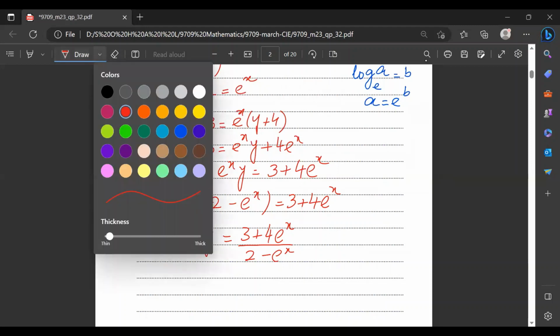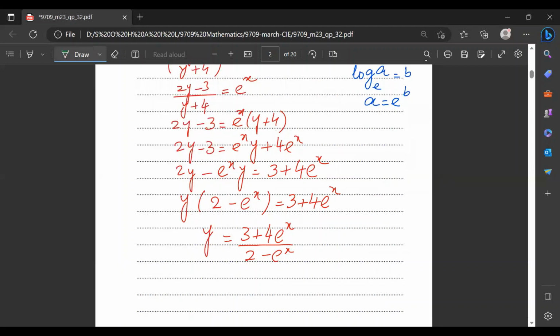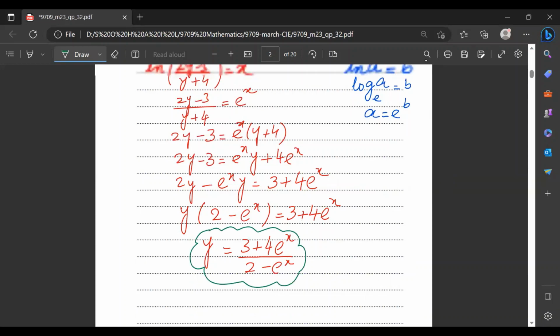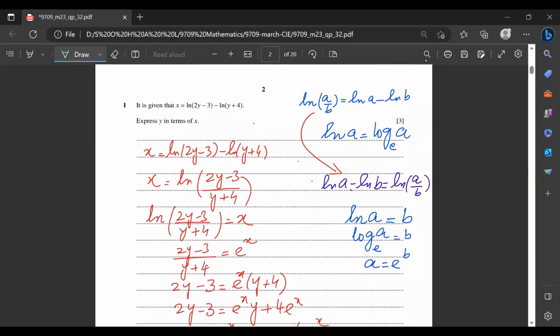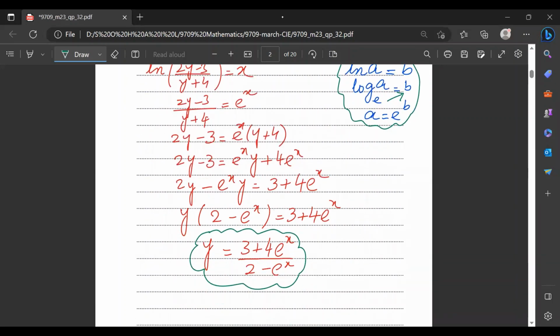So y in terms of x is here. So we have expressed y in terms of x. For this solution, we used the properties here: natural log of a minus natural log of b is log of a over b. Also this important definition: natural log means log of a to the base e, and by definition, a equals e to power b. So in this way, you can express y in terms of x.